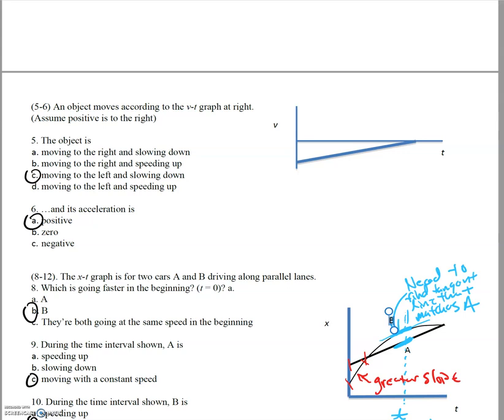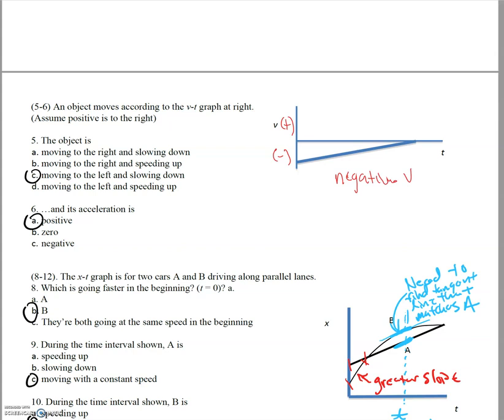So here we have a velocity versus time graph. Assume positive is to the right. So we have question 5 asking, the object is blank: moving to the right and slowing down, moving to the right and speeding up, moving to the left and slowing down, moving to the right and speeding up. So let's take a look at our curve. We know that we have a negative velocity. This is negative, this is positive. So we have a negative velocity.